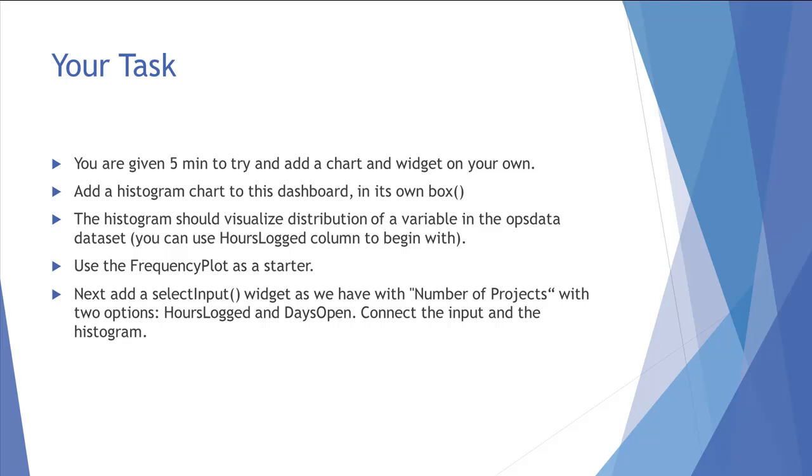Now it's time to try adding charts and widgets on your own. You are given 5 minutes to try and add a histogram to the dashboard and also a drop-down menu as we did with the frequency plot. The histogram would visualize distribution of a variable in the ops data dataset, for instance hours logged or days open. Use the frequency plot as an example and then add a select input widget as we have with number of projects. With the two options, hours logged and days open, connect the input and the histogram together. Take 5 minutes to try this out on your own.